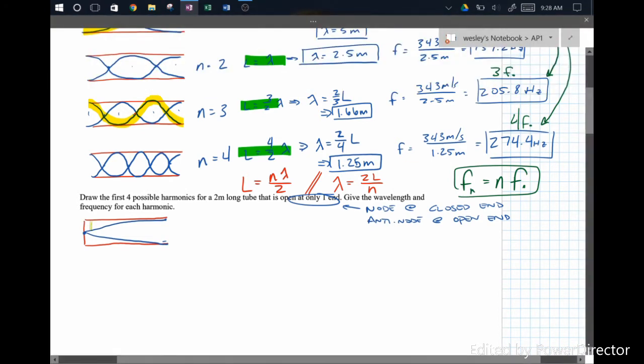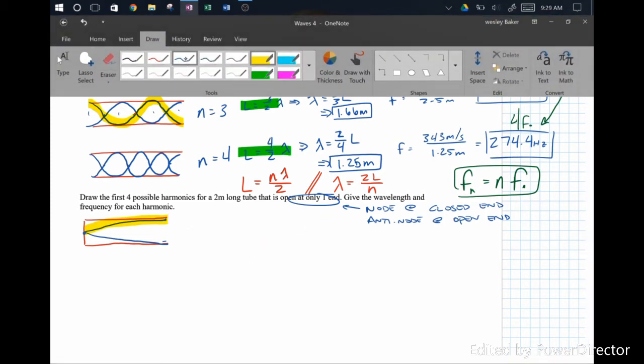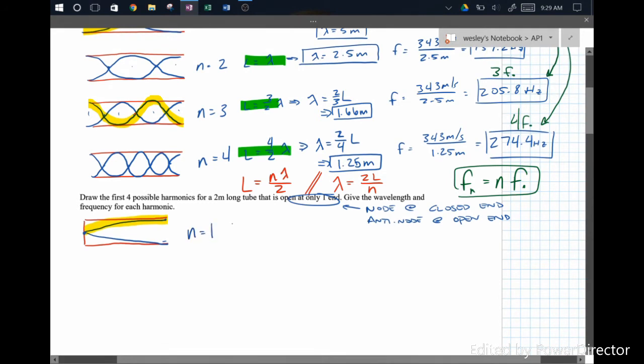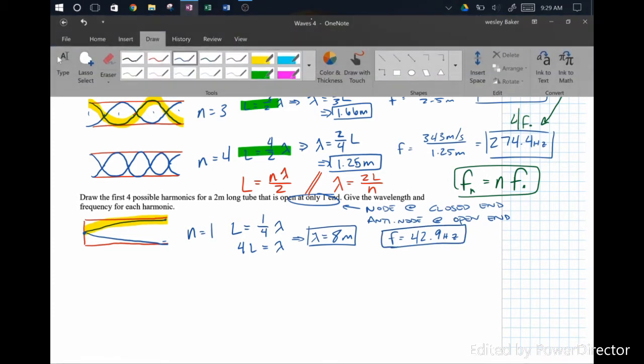Now, how much of a wave is this? Well, a full wave would go down and come right back up. So this shape that we see, it's not a great drawing of a full wave, is only 1/4 of a wave. All right, so for n equals 1, inside of my length L, I have 1/4 of a wave. That means that the wavelength is equal to 4 times L. So in this case, my wavelength is equal to 8 meters. And then if I want the frequency, again, I'm going to take the speed of sound, 343 divided by 8. I get 42.9 hertz. Easy enough.